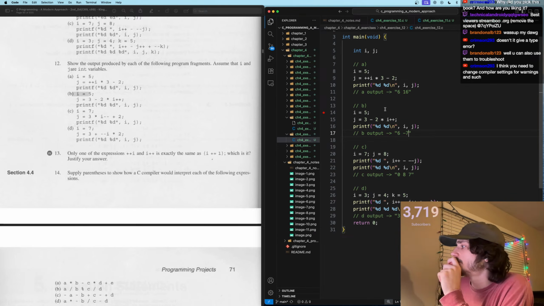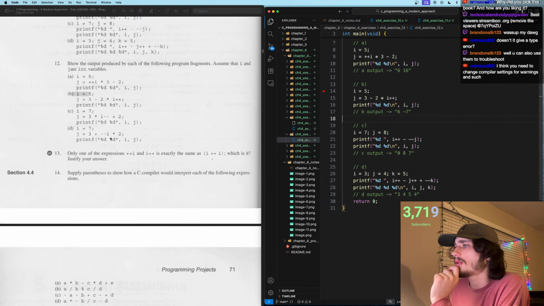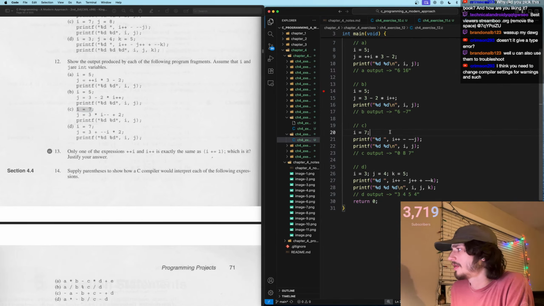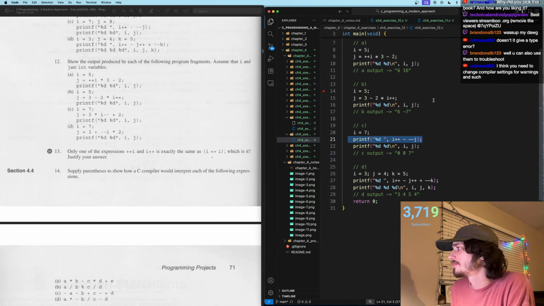I'm sorry. We're going to use 5 here. Yes, 5 times 2 is 10. 3 minus 10 is negative 7, which is the J value. I is 5, which gets incremented postfix here and printed out here as 6. I think so. See, I is 7. Perfect. And J is 3 times I minus minus plus 2.